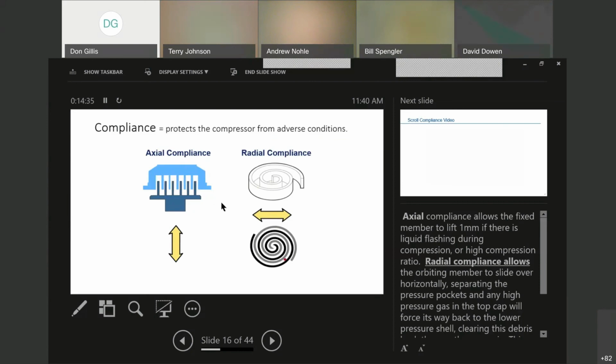The radial compliance allows the orbiting member to slide over horizontally, separating the pressure pockets at any high pressure gas at the top. And basically, we're going to use this little red dot here as a form of debris. It could be just a small little slug or some liquid refrigerant that got in there. And how that works is it separates the highest pressure internally here.